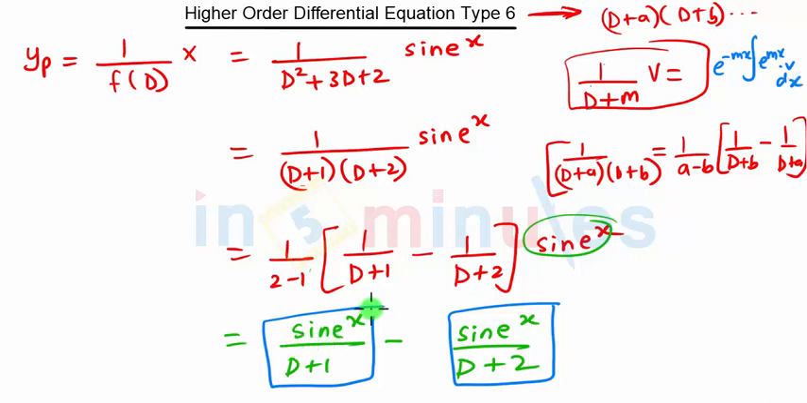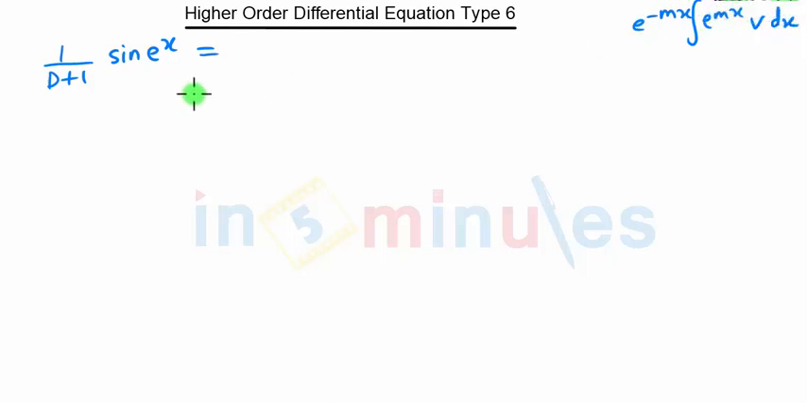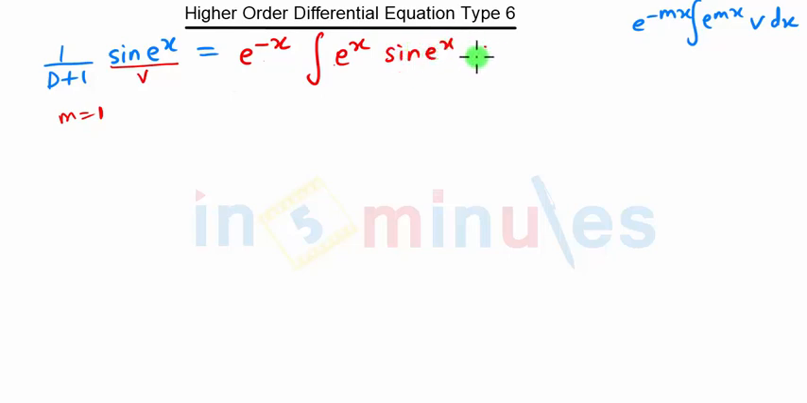So first we will consider this part, which is 1 upon D plus 1 sin e^x, and the solution is given by e^(-mx) integration of e^(mx) v dx. In our case, v is sin e^x and m is 1. So first we have e^(-mx), so e^(-1x), integration of the opposite of this, e^x into v, which is sin e^x, dx.